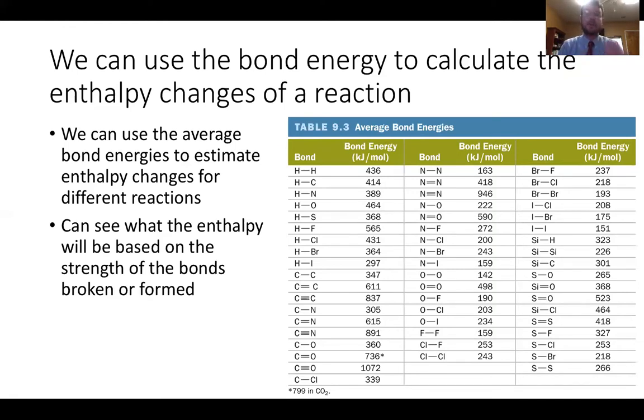This is not going to be exact. This is just an estimate. Delta H, again, we don't really care about the exact numbers. We just care about the ranges. We can see what enthalpy will be based on the strength of the bonds broken or formed. What do I mean by that?